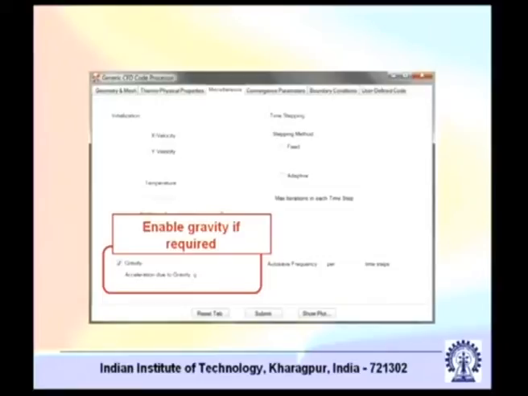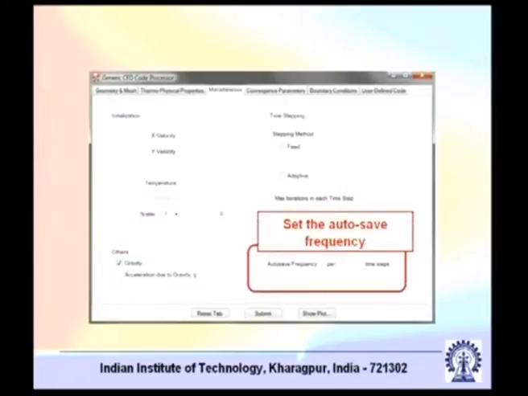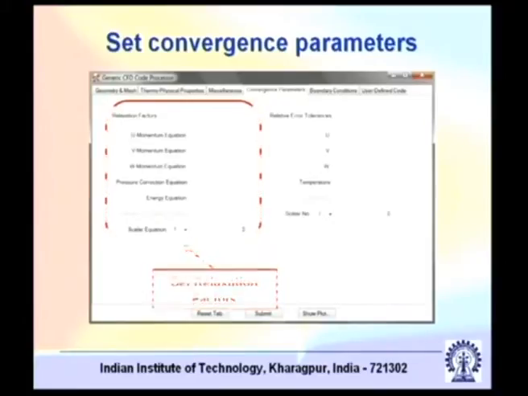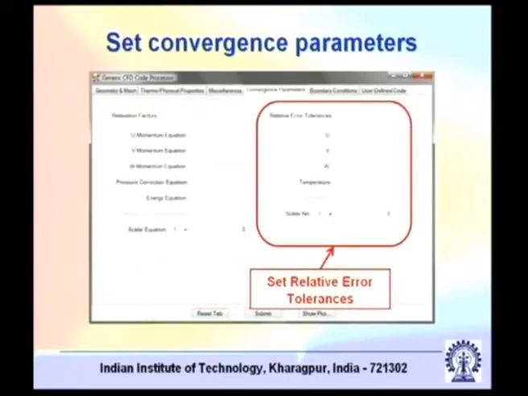Then certain additional things, like if gravity is important for your problem as a body force, then you enable gravity, and set the auto save frequency. That means if you want to save results within an interval of certain time steps. So for example, it is a problem say where you have the time domain from 0 to 10 seconds, and every 1 second you want to see the plots. So every 1 second you want to store the result of your analysis, and so that is what we mean by auto save frequency.